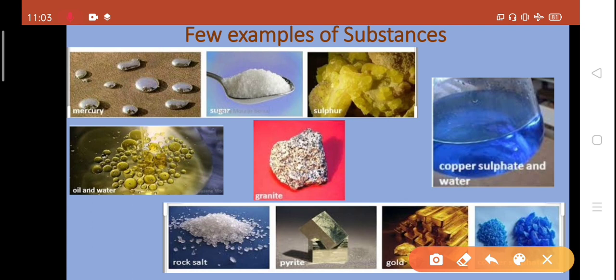Few examples of substances are mercury, sugar, sulfur, oil and water, granite, copper sulfate and water, rock salt, pyrite, gold and copper sulfate.